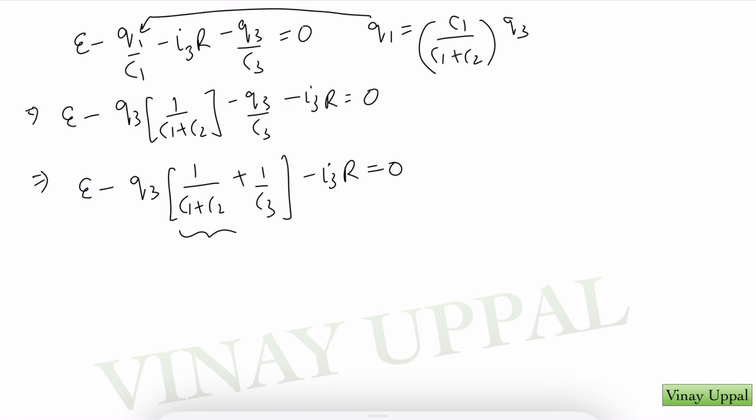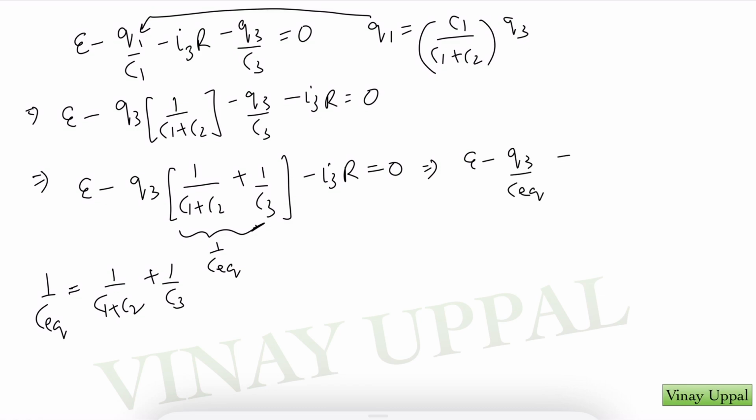Let me just label this as some 1 by C equivalent. Let me write 1 by C equivalent is 1 by C1 plus 1 by C2. It's just a label, it's just an expression. But we'll see what this means. This will have some physical significance when we look at it in the short method. So my equation will become E minus Q3 by C equivalent minus I3R is 0. And of course I3 is dQ3 by dt.